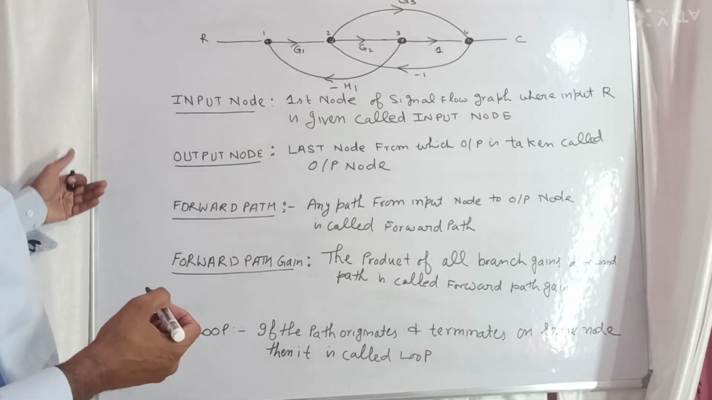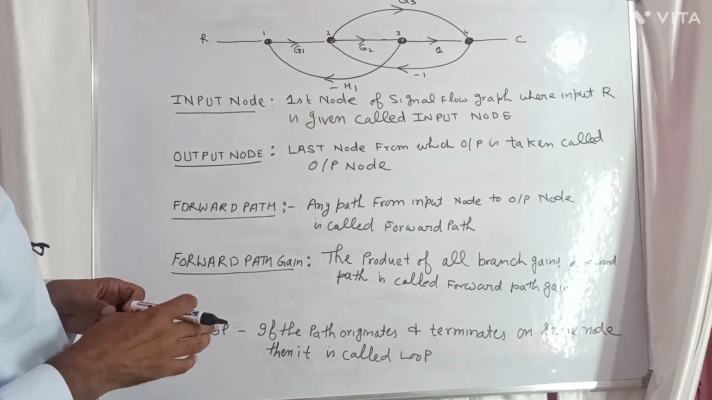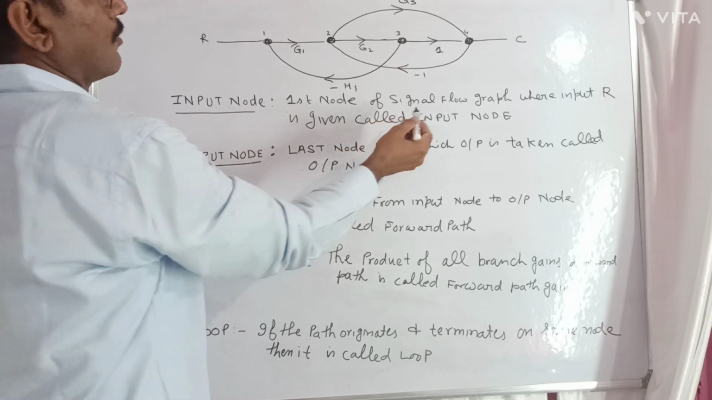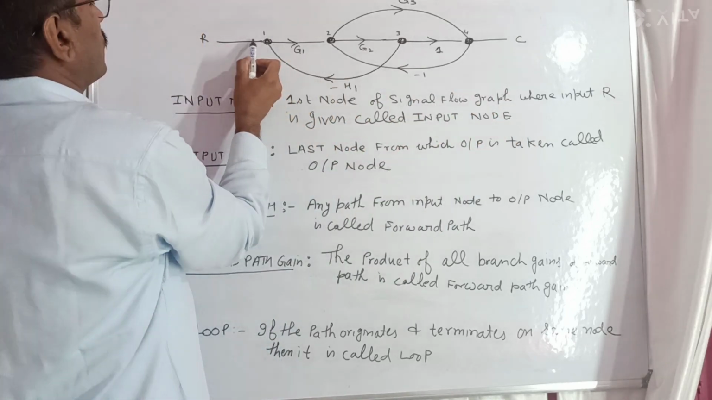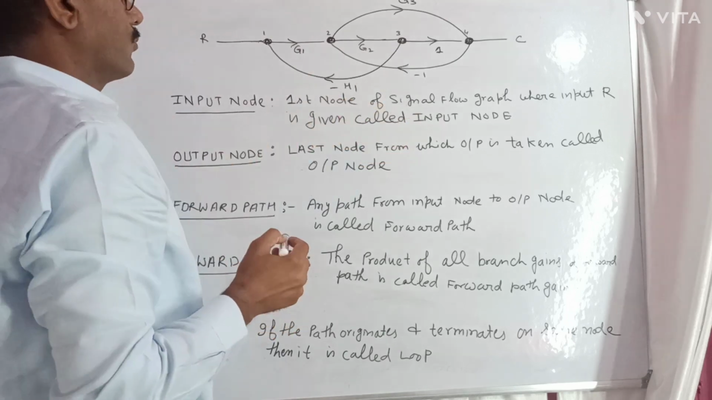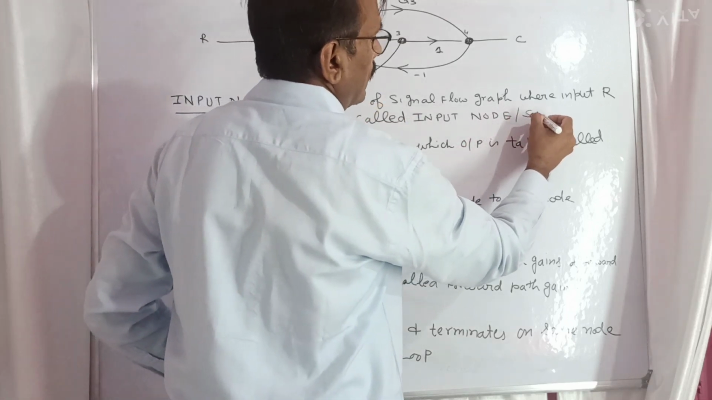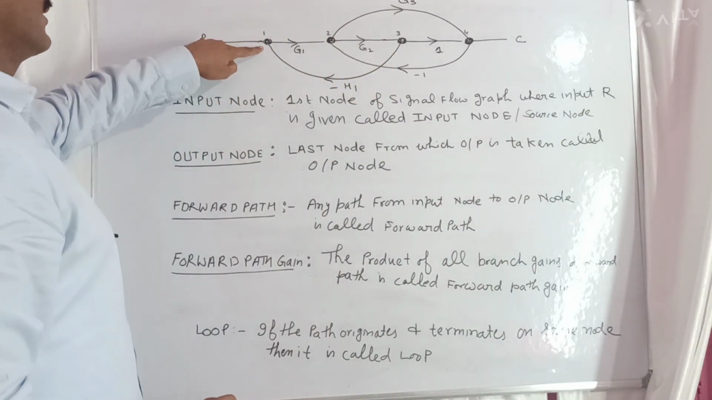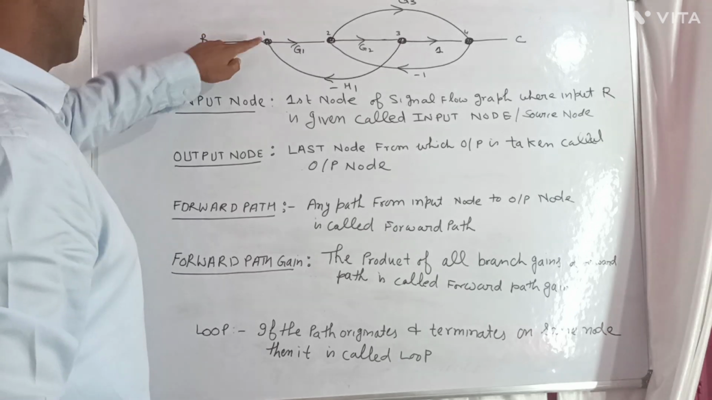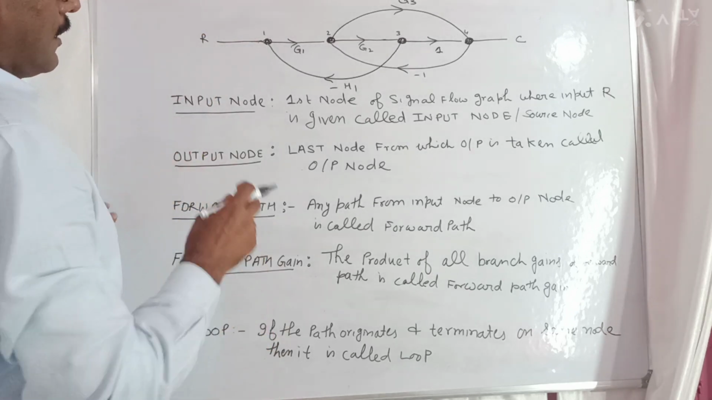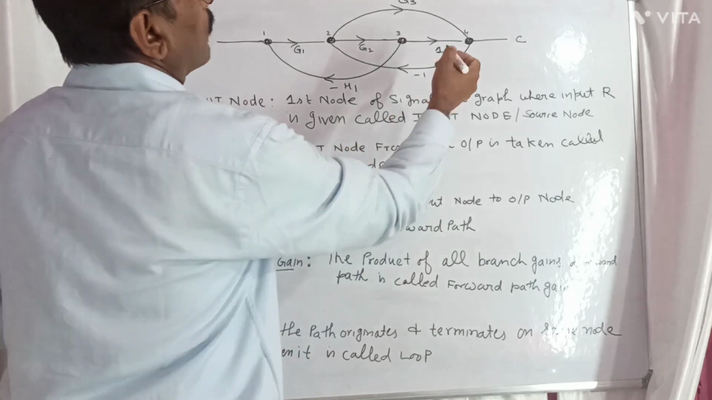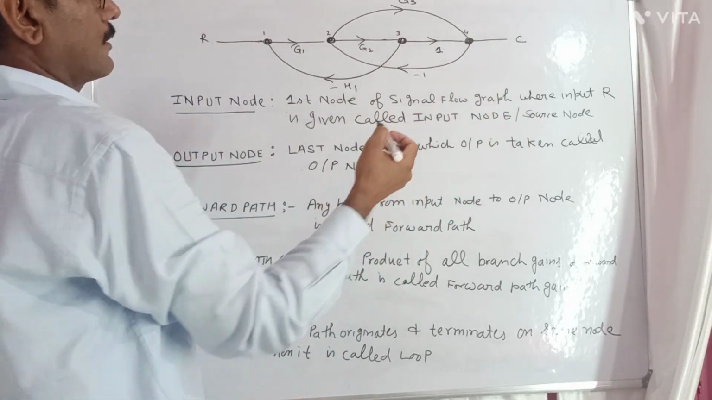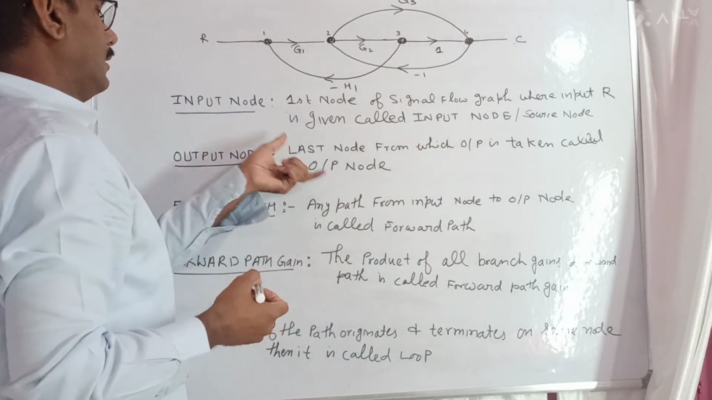Now we will take some definitions regarding the signal flow graph. First is the input node. The first node of the signal flow graph where the input is given is called the input node or source node. Then output node, the last node from which the output is taken. This is the last node from where we have taken the output C, called the output node.